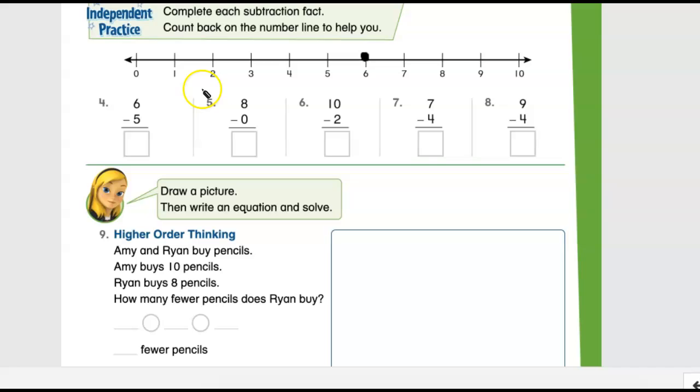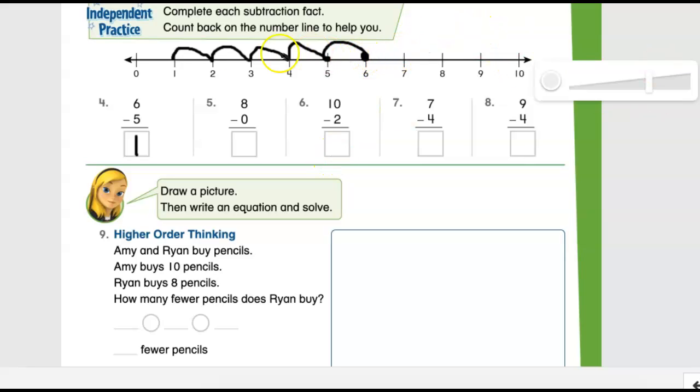If I am starting with 6 and I am subtracting 5, that means I'm going to count back 5 numbers from my number line. So I'm going to go 1, 2, 3, 4, 5. So when I counted back 5 numbers starting at 6, that took me to number 1. 6 minus 5 equals 1.